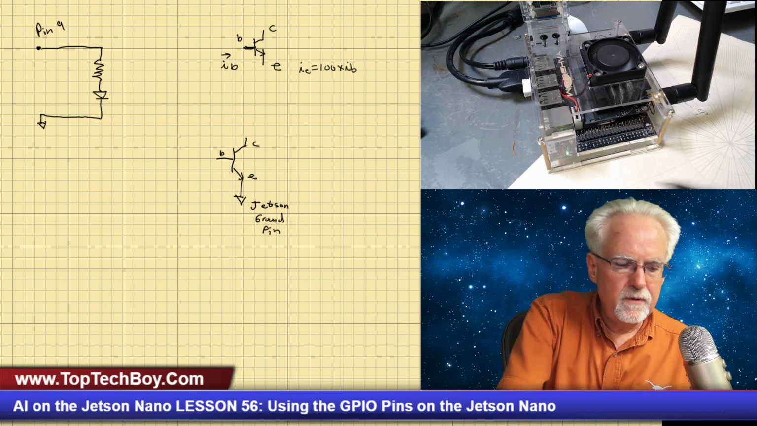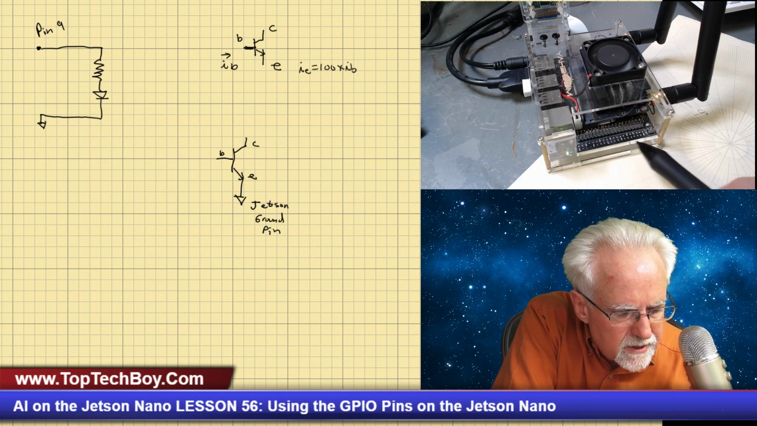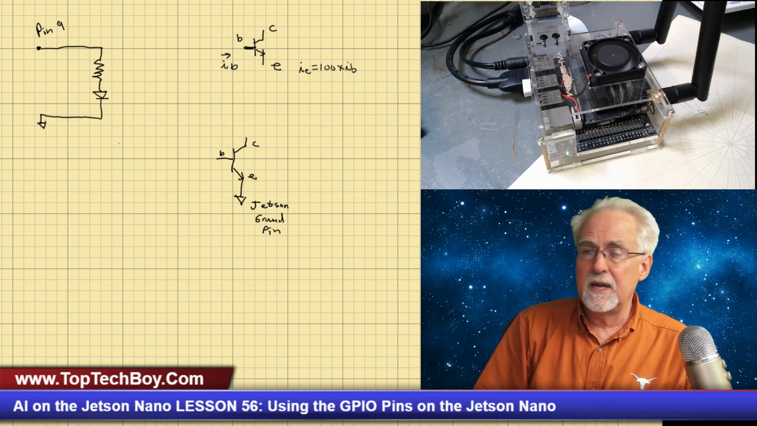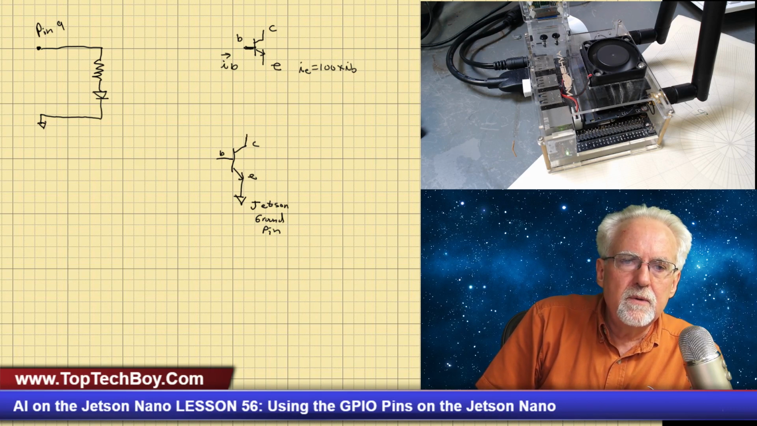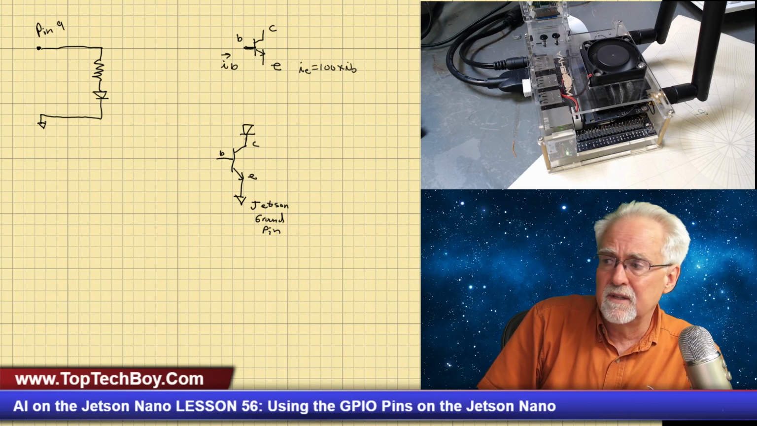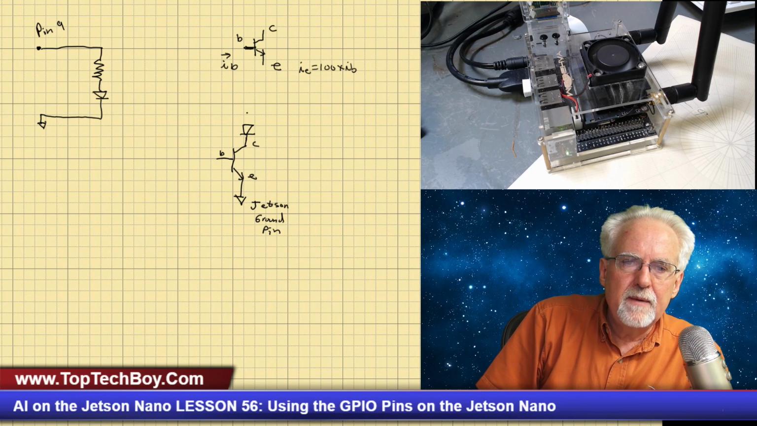Okay, and if you look over here at the GPIO pins, a lot of those different pins are labeled as ground, and you can use any of those. Then what I'm going to do here is put my diode in this part of the circuit connected to the collector. So I would have the short leg of the LED connected to the collector, and I am still going to need a current limiting resistor, so I will put that there.